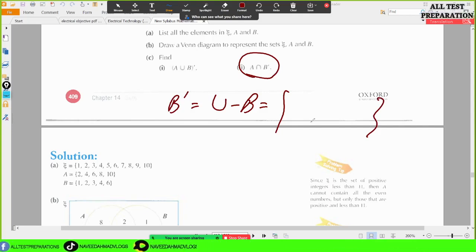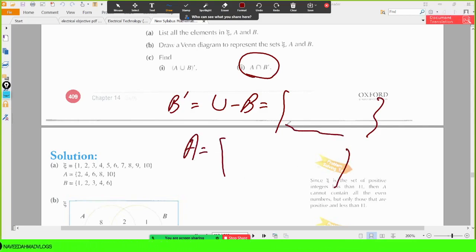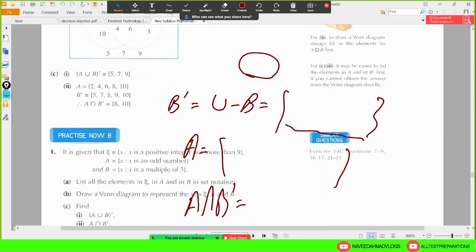Then you will find the common element in set A and in this set. That should be your A intersection B bar. Okay. A intersection B bar means the common element of set A and the common element of set B bar. Okay. Not just B. This is B bar. First of all, you need to find B bar.